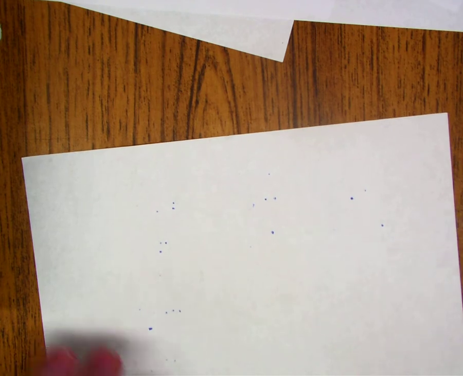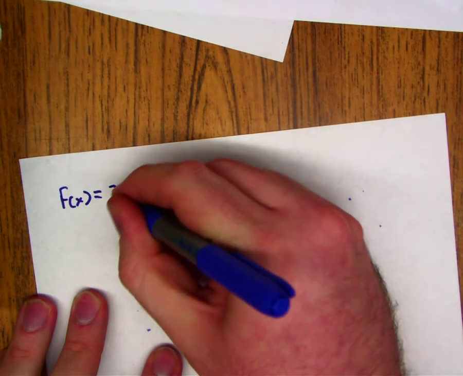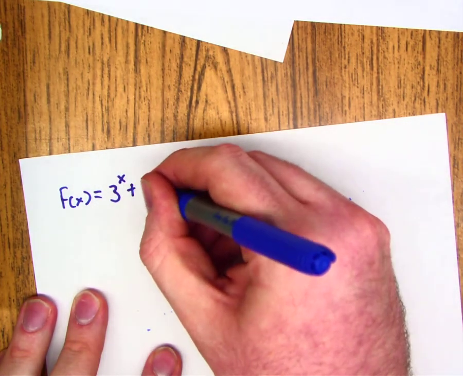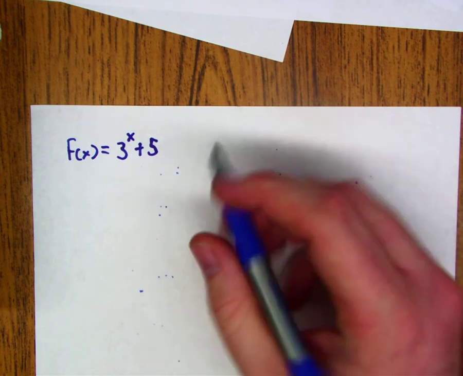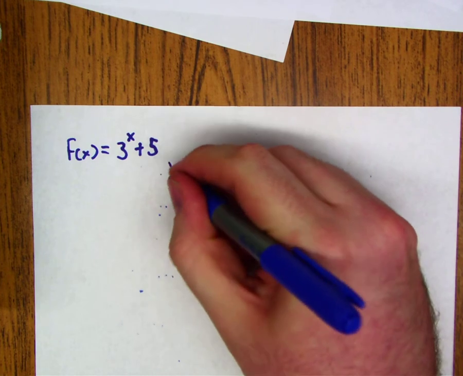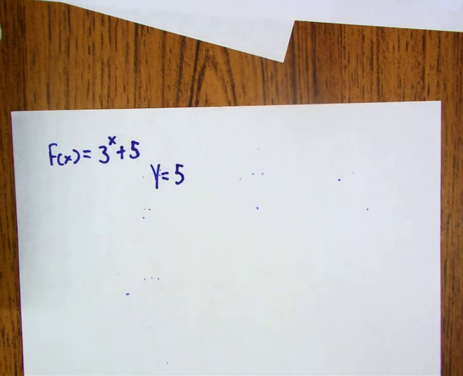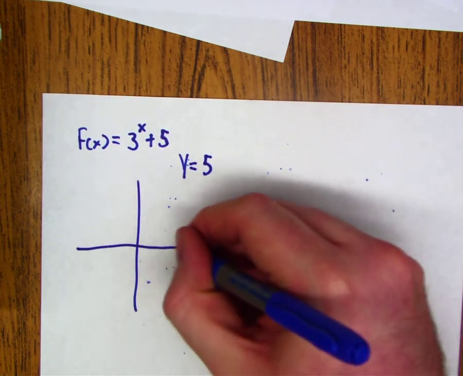Say, for example, I get a graph challenge where it says, graph the following: f of x is equal to 3 to the x plus 5. One key skill that I feel is often overlooked is being able to estimate, and first just determine where my asymptote is going to be. I look here and say my asymptote on this one is just going to be y equals 5.